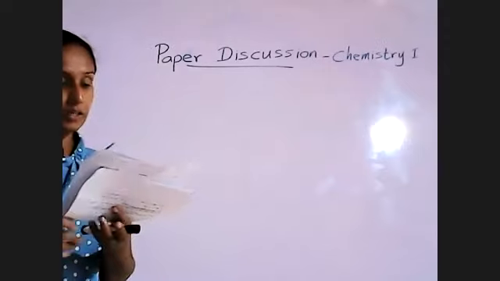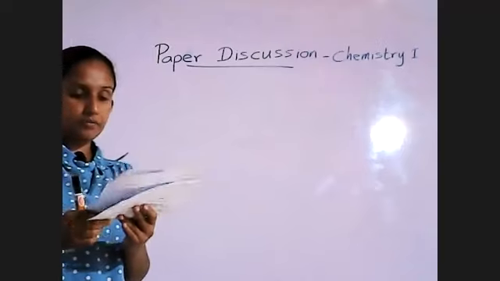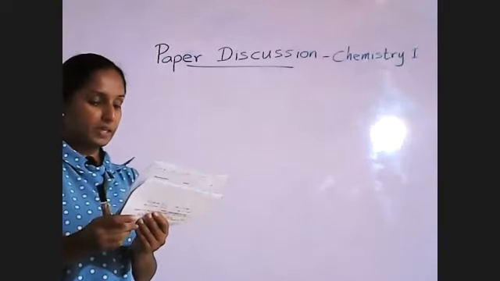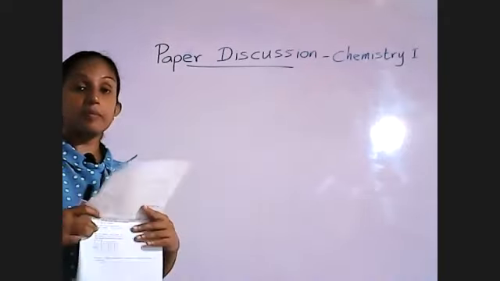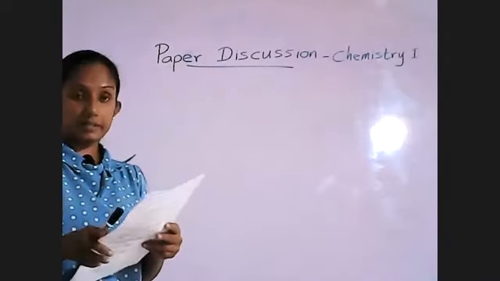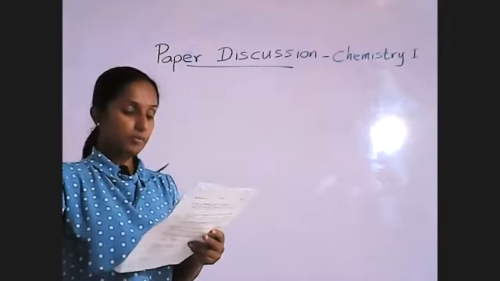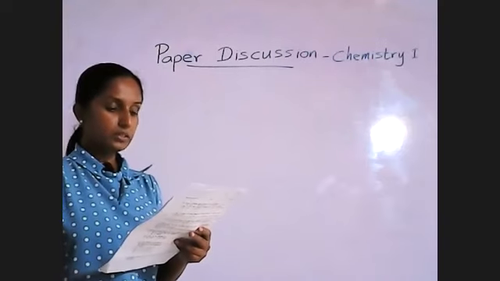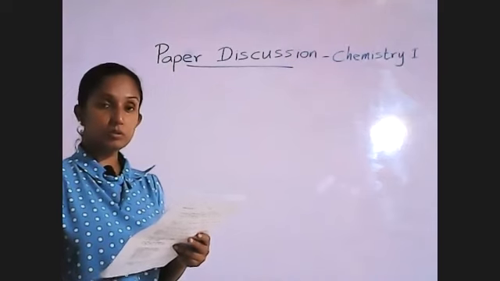Question number 15. The final products of the reaction of hematite, Fe2O3, with carbon monoxide gas in the given temperature range. I think you can remember all the equations regarding the extraction of iron. The question is from one of those equations. What are the final products when hematite reacts with carbon monoxide?